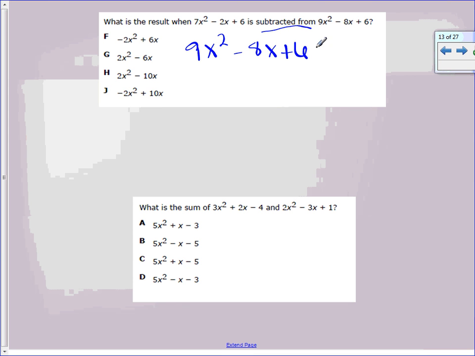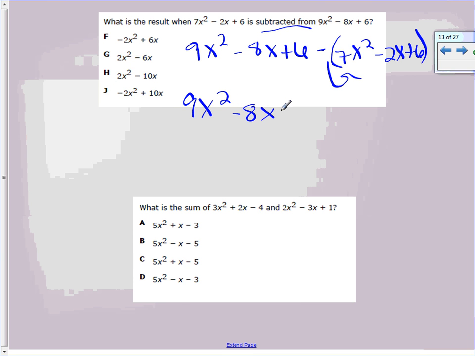Yes. Now, the second equation needs to be written in parentheses because you are subtracting. It's going to change the outcome of your problem. Please do this in your notes, everybody. You need to be working this problem out. I need to distribute the negative: 9x squared minus 8x plus 6 minus 7x squared plus 2x minus 6. Okay?